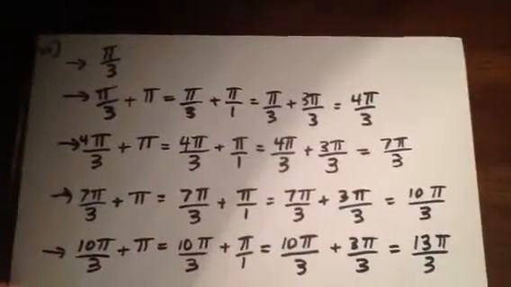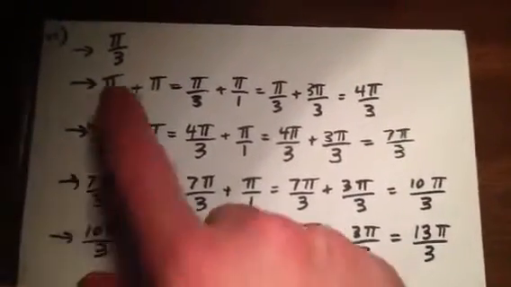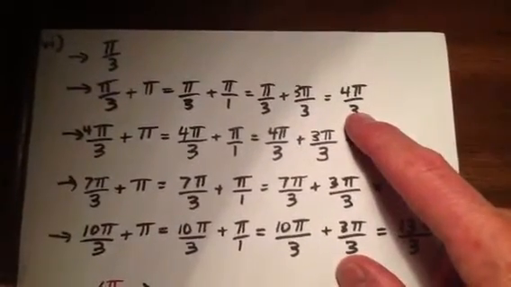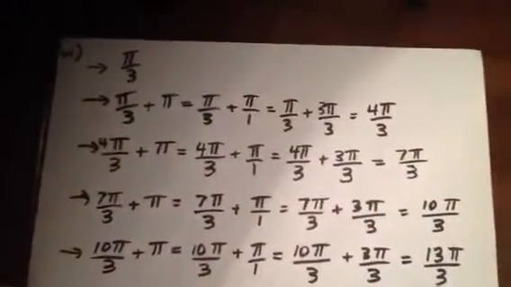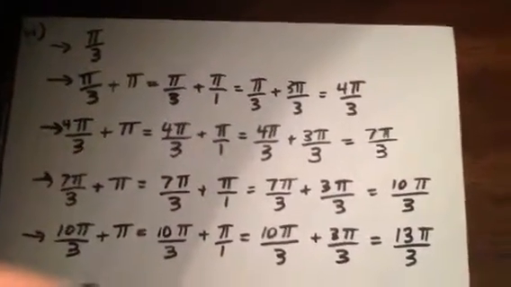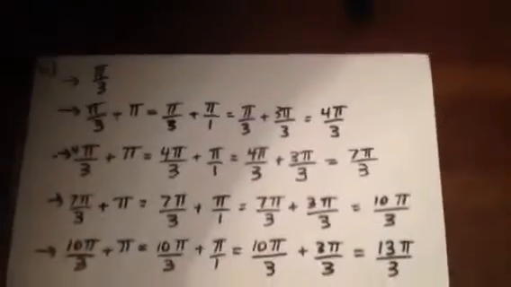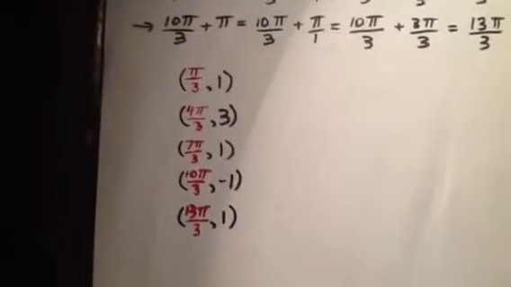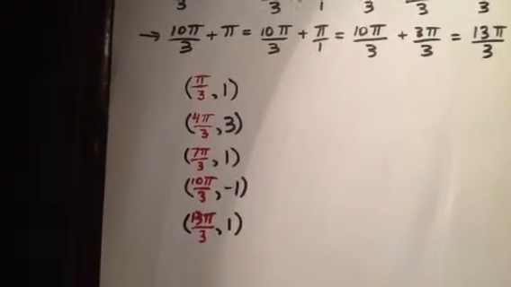Since the first value given by the phase shift is pi over 3, we can then determine the next 4 x values by simply adding pi each time. So our second x value is 4 pi over 3, and then we have 7 pi over 3, 10 pi over 3, and 13 pi over 3. Meaning, using our original y values that we got on the previous page, the coordinates of our 5 points are given right there.